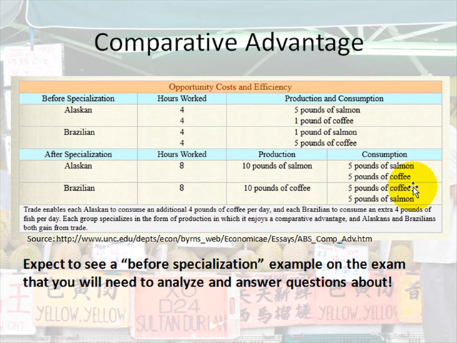Likewise, in Brazil, if they just specialize and spend 8 hours producing coffee, they can produce 10 pounds of coffee. So what that would mean is they can trade those extra pounds of coffee and get 5 pounds of coffee and 5 pounds of salmon for the same amount of labor hours worked. So both come out ahead. The Alaskans get to have more coffee, and the Brazilians get to have more salmon.